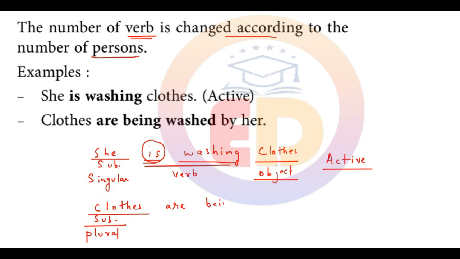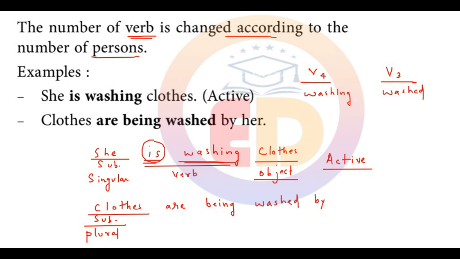Being. Washing is the V4 form of the verb. We have to convert V4 to V3 or third form of the verb, past participle form of verb, which is washed. So my verb will become clothes are being washed.